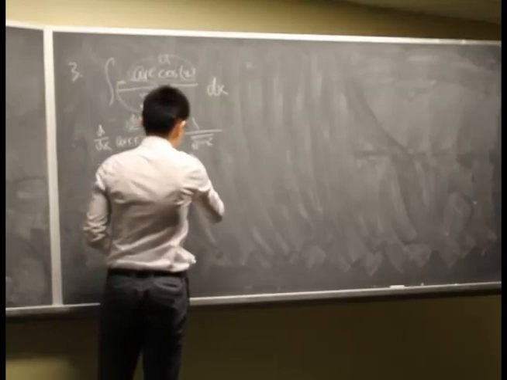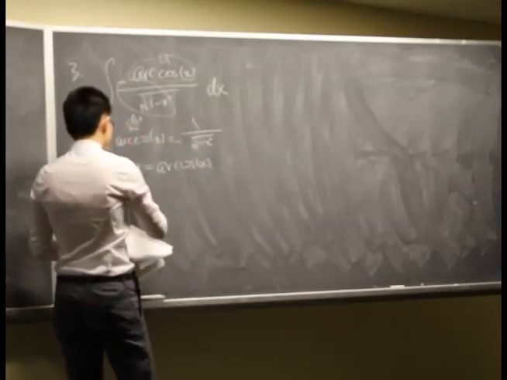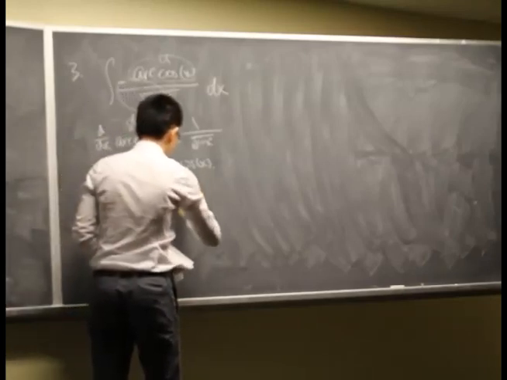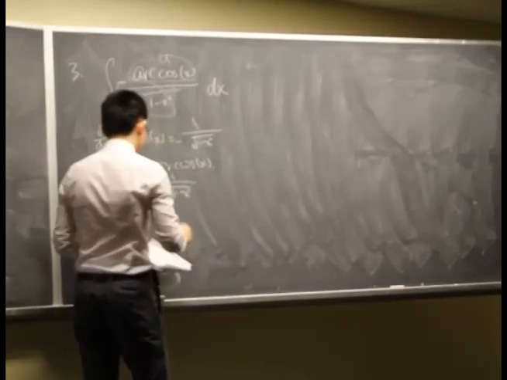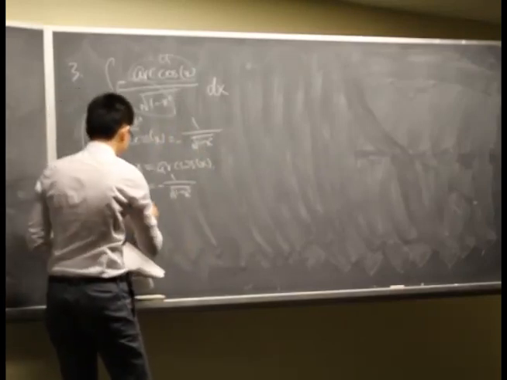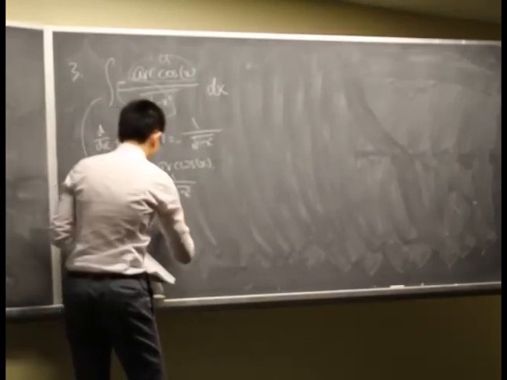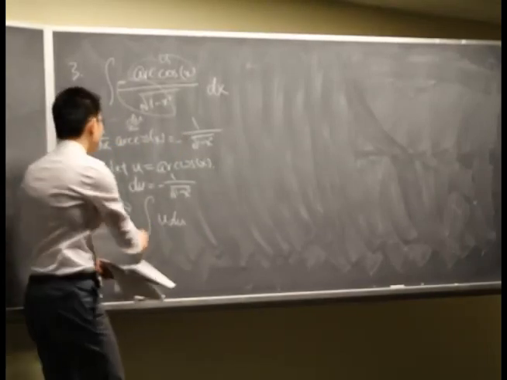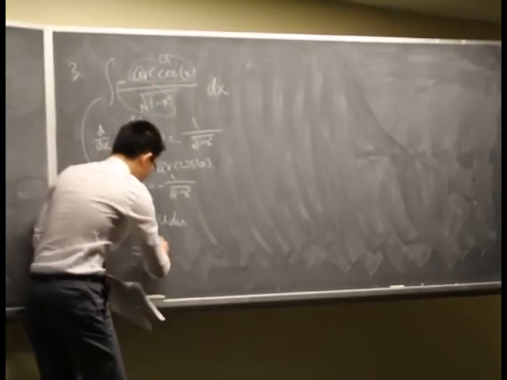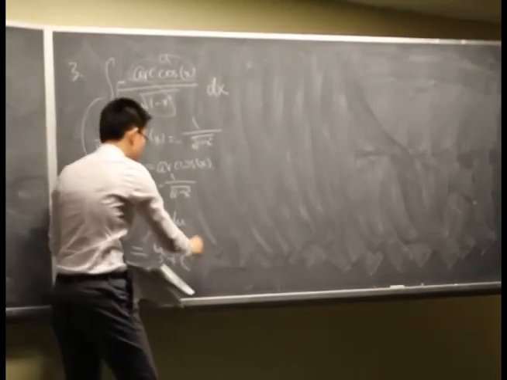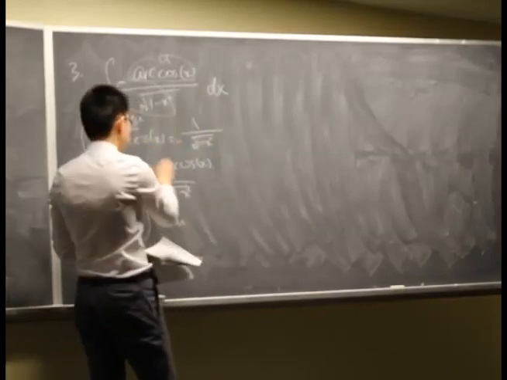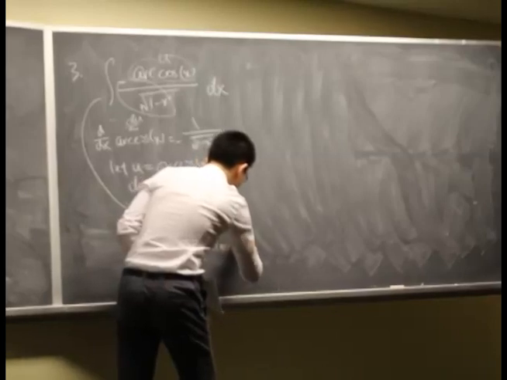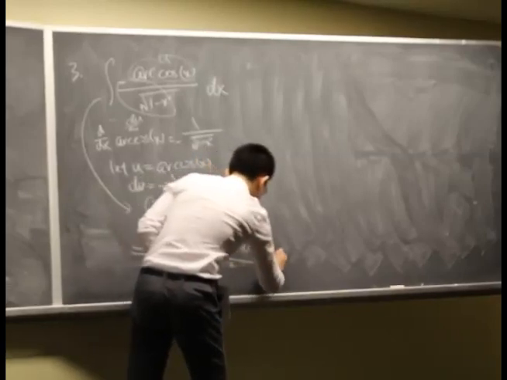Then u equals arc cosine of x, and du is equivalent to negative 1 over square root of 1 minus x squared dx. Then this expression will become the integral of u du. Compared to this huge bunch of things right here, this is u squared over 2 plus c, which directly translates to (arc cos of x) squared over 2 plus c.